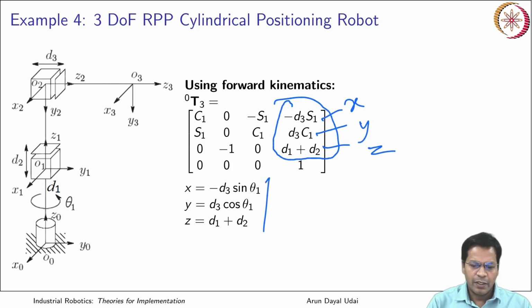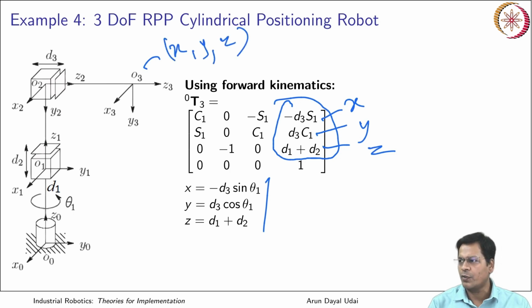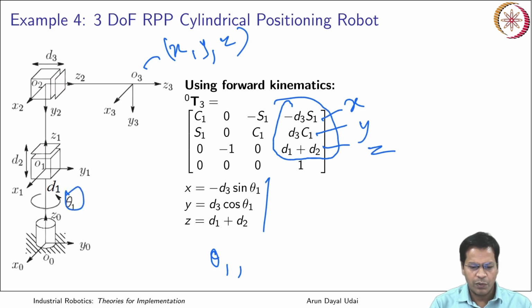Now, for an inverse kinematics problem, X, Y and Z are known. You have to find the joint variables. What are the joint variables? The joint variable was theta 1. This one was revolute, so this is unknown.